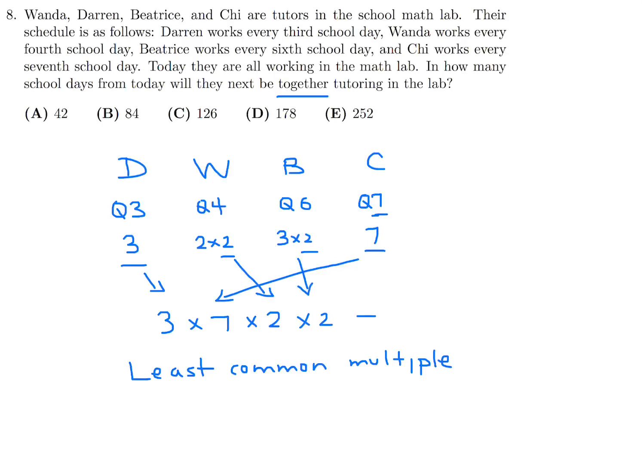And for this it was 2. So 3 times 7 times 2 times 2 looks like 21 times 4, which is 84. So that is when they will all be together in the lab again. And therefore 8, the answer is B.